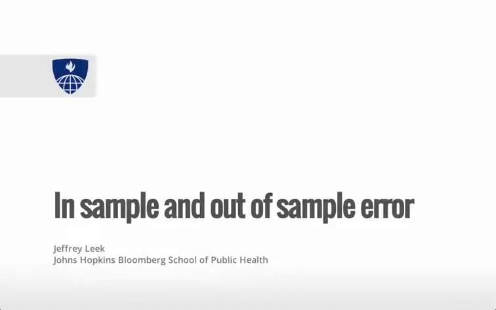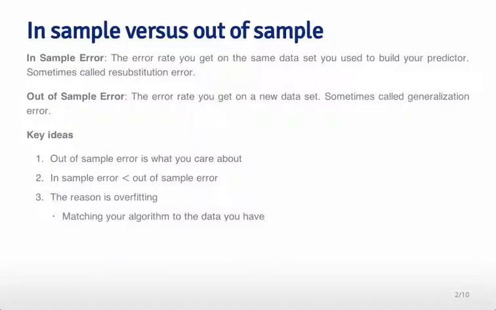This lecture is about in-sample and out-of-sample errors. This is one of the most fundamental concepts that we deal with in machine learning and prediction, so it's worth understanding the concept with a very simple example. In-sample error is the error rate you get on the same data you use to train your predictor. This is sometimes called resubstitution error in the machine learning literature.